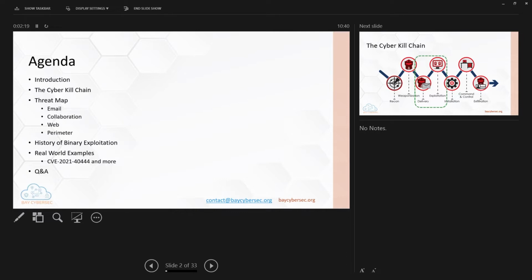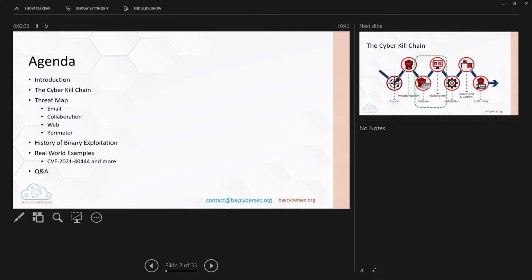What are we going to be talking about? We'll define the cyber kill chain and focus on two steps inside of it, which will be the delivery and the exploitation phases of the cyber kill chain, the 7 steps. After that, we're going to talk about the actual threat map of the attack vectors that are utilized.